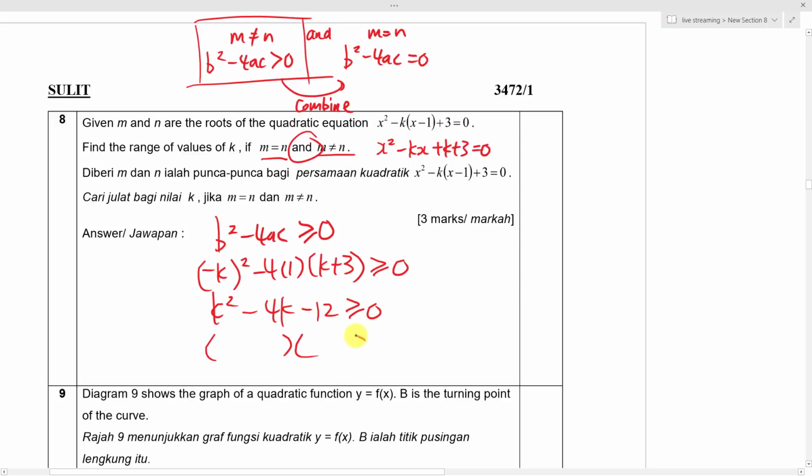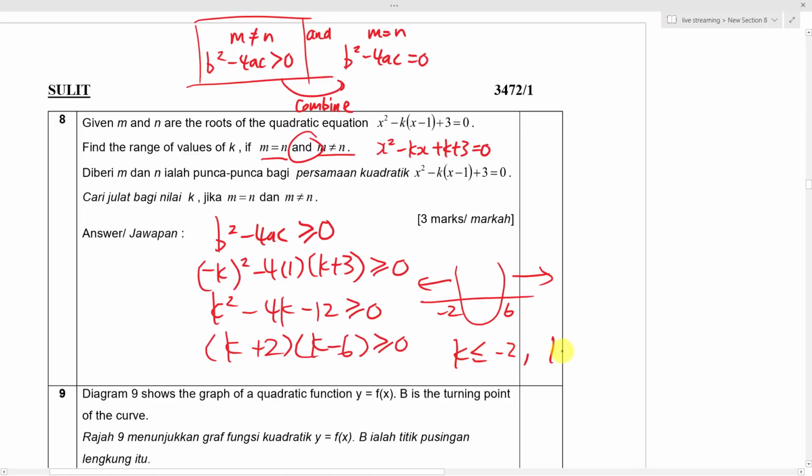So I factorize this one, I should get (k - 6)(k + 2). So from the number line here, I have negative 2 and 6. Bigger is going in these two directions, isn't it? So my k must be less than or equal to negative 2, and my k must be bigger than or equal to 6. Alright, this is how to do this kind of question.